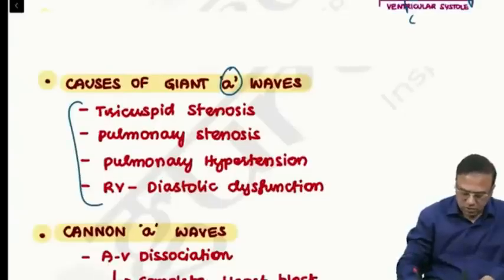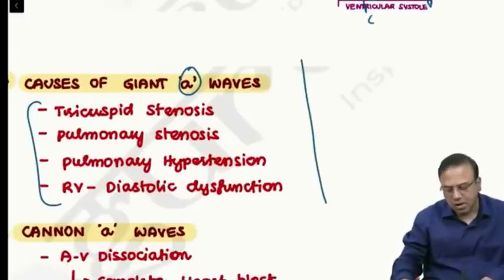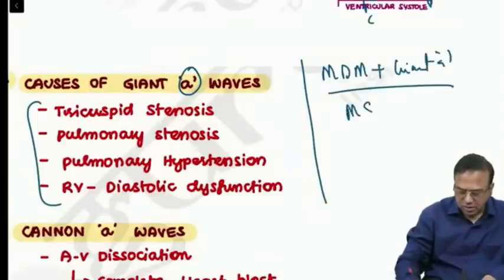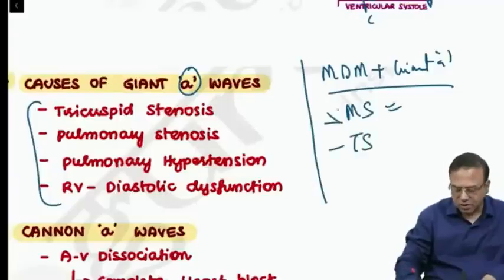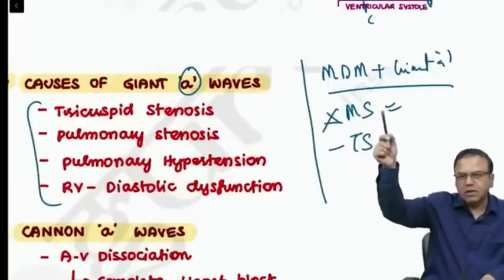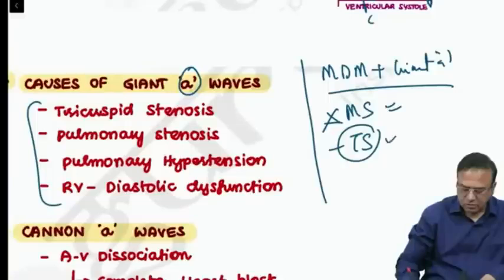In all these, recently in NEET they asked a question. Patient has got a mid-diastolic murmur plus has got giant A waves. What's the diagnosis? And they asked, is it MS or is it TS? Remember, this is a left-sided problem and it should not affect the JVP. Although it must come with a mid-diastolic murmur, it will not come with giant A wave. So the correct answer is tricuspid stenosis.